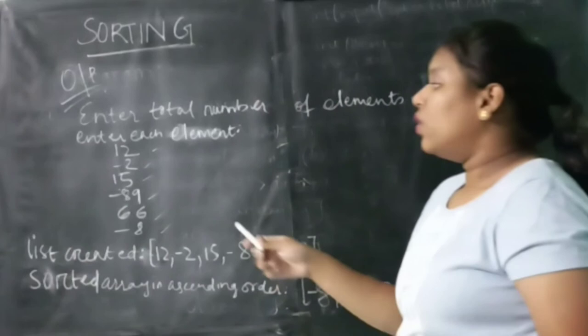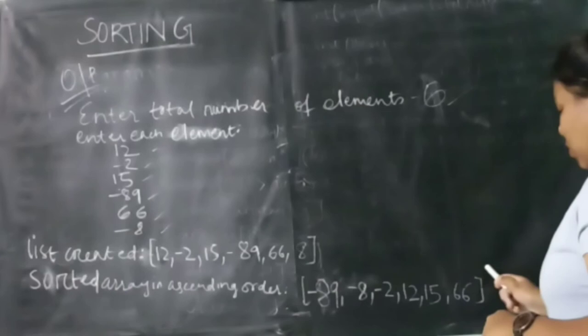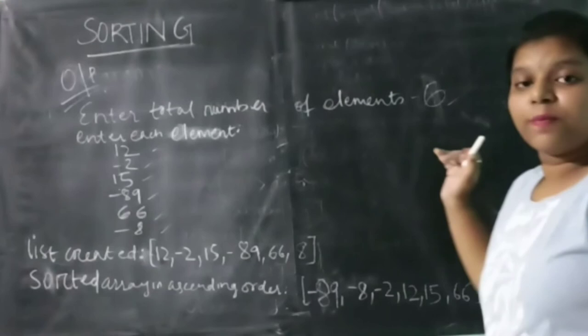Next, sorted array in ascending order. As I've already explained in the previous example, in the same way, swapping was done and the sorting is done, and this is our output: minus 89, minus 8, minus 2, 12, 15 and 66. It's in ascending order. This is all about our bubble sort program.